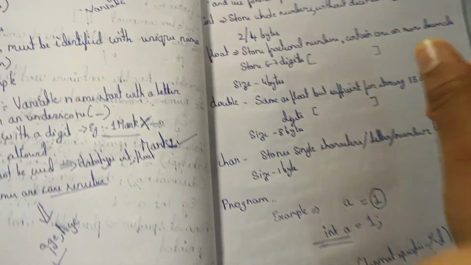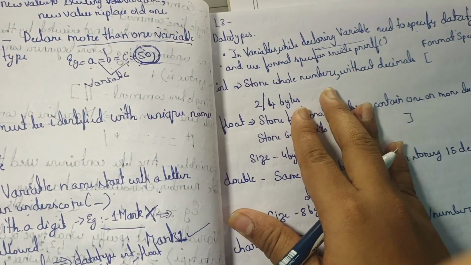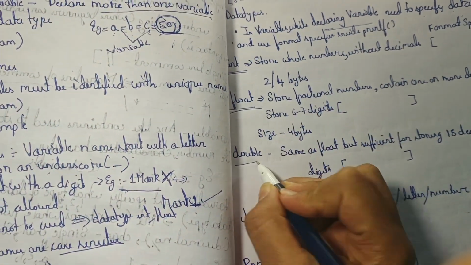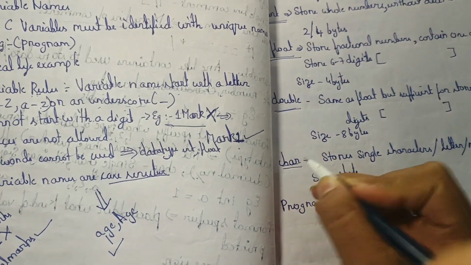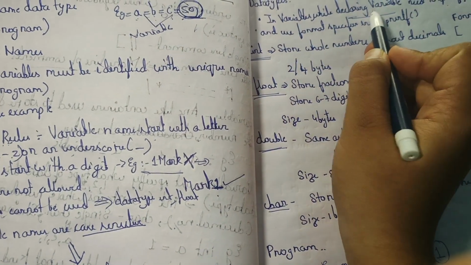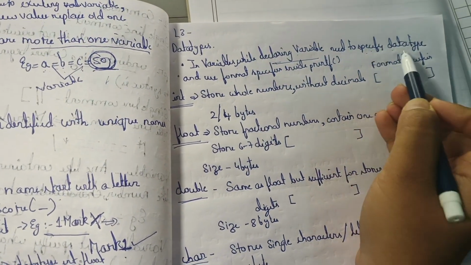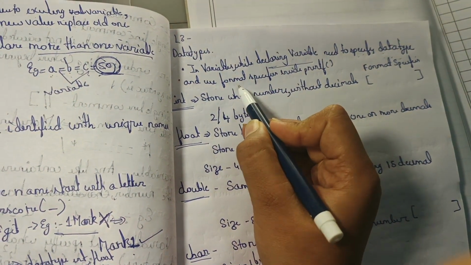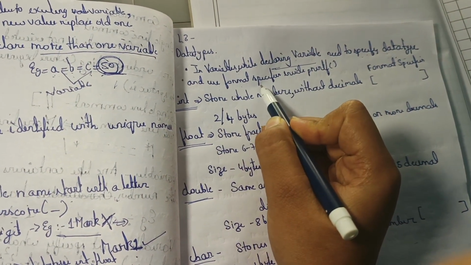Okay. So in data types, there are 4 types: int, float, double and character. Firstly, as I said, while declaring the variable, we need to specify the data type, and we also have to use the format specifier to print the value.